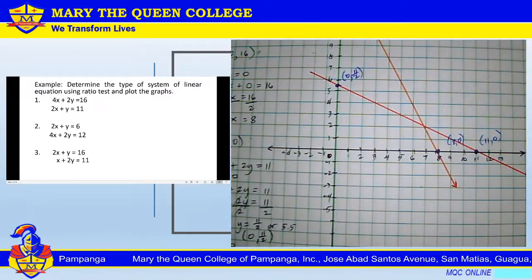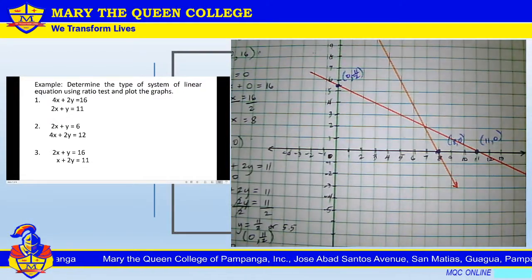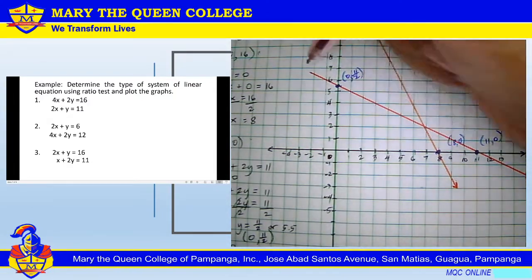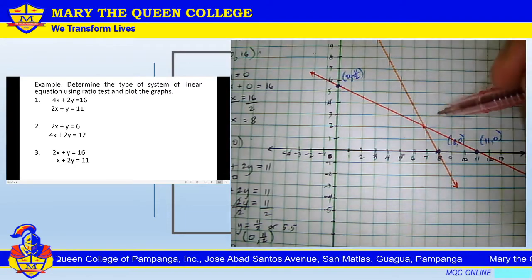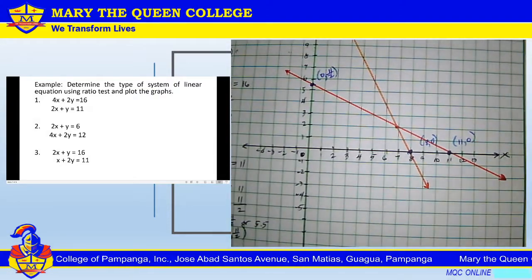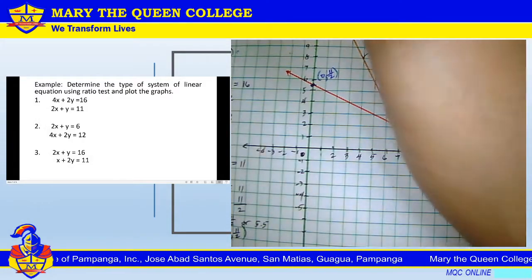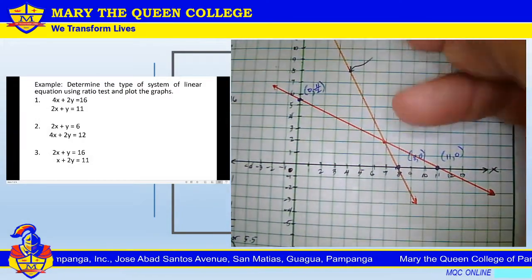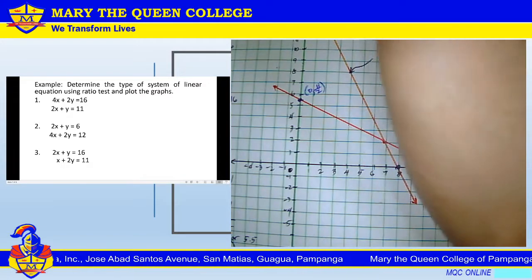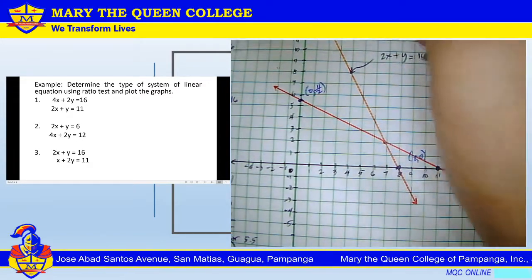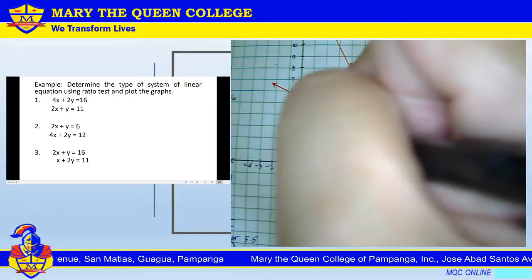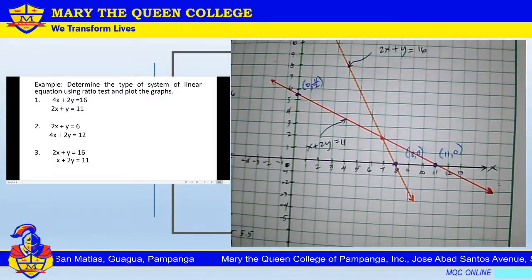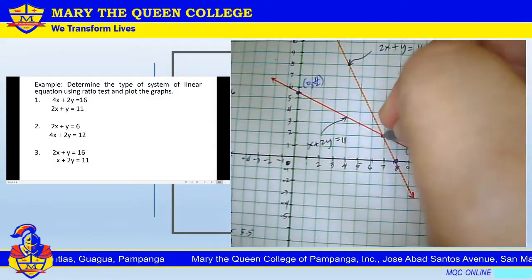Okay. If we connect this, we will have a point of intersection. It is here, the point of intersection. Okay. So labeling our graphs. This is the first graph: 2x plus y equals 16. And then this is our second graph: x plus 2y equals 11. Okay? So there is a particular point of intersection here.